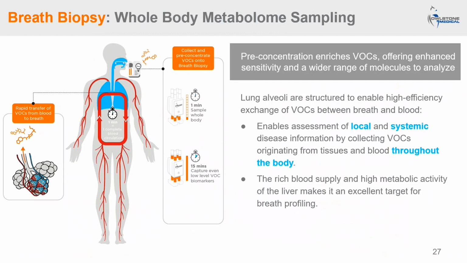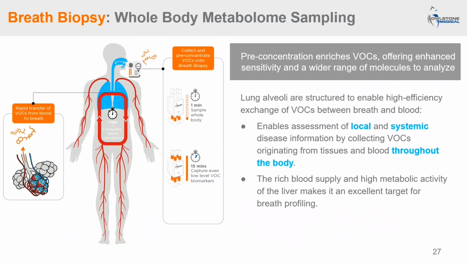Aside from identifying potential biomarkers for respiratory diseases, breath biopsy also offers the opportunity to collect a sample that is representative of tissues throughout the whole body. The lung alveoli are structured to enable high-efficiency exchange of VOCs between breath and blood, and the circulation of all blood through the lungs is about once per minute, enabling assessment of systemic disease information.